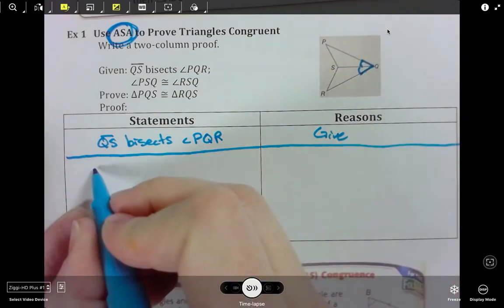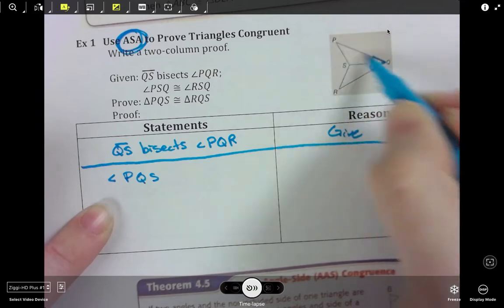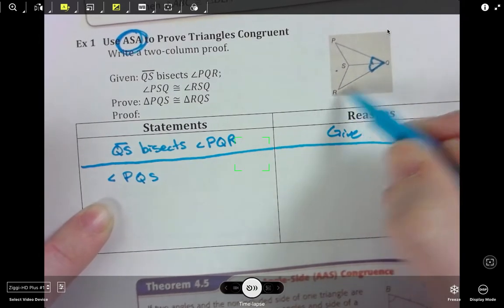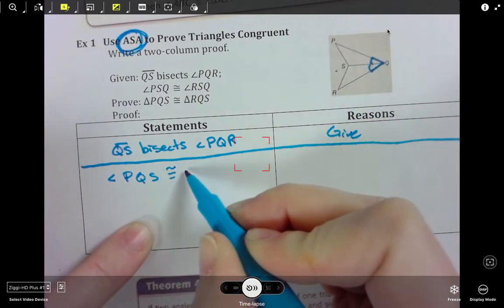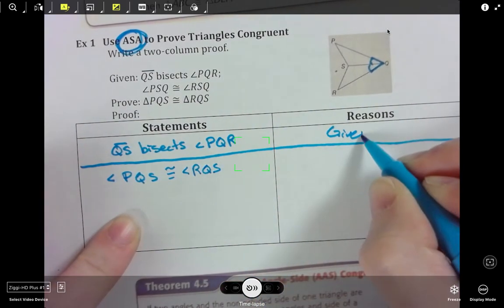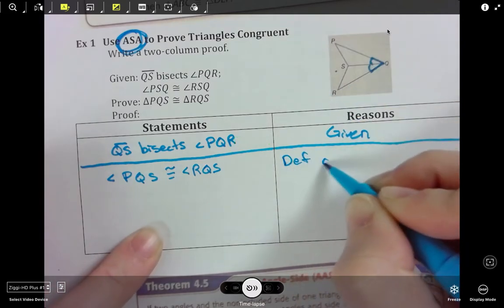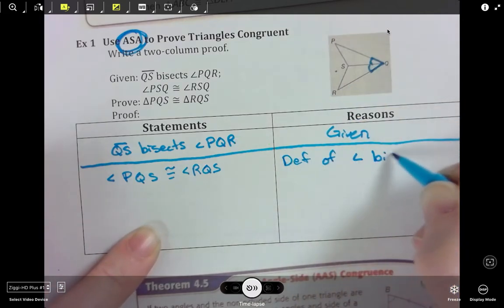That means that angle PQS, this top one, and angle RQS are congruent. Those are the same. And that given is the definition of angle bisector.